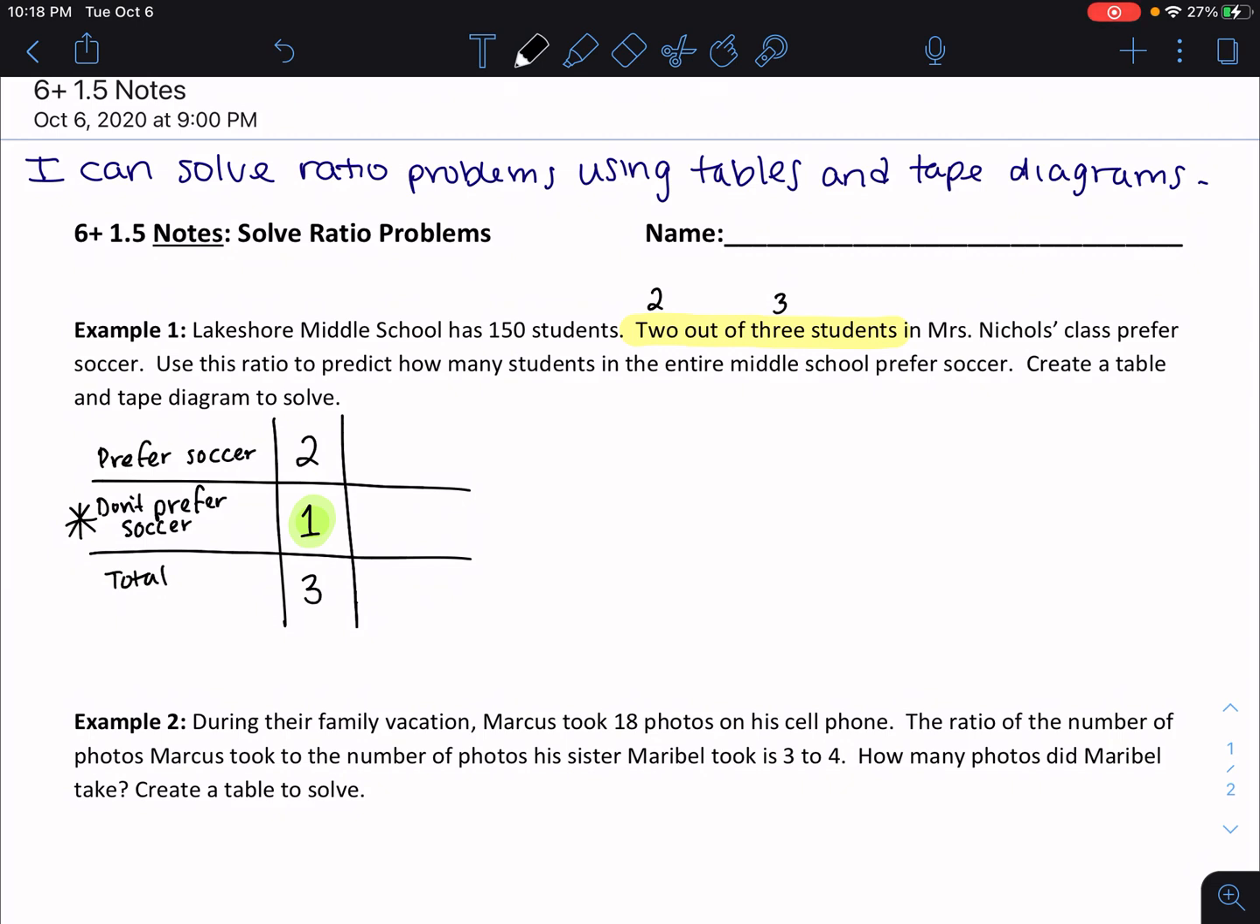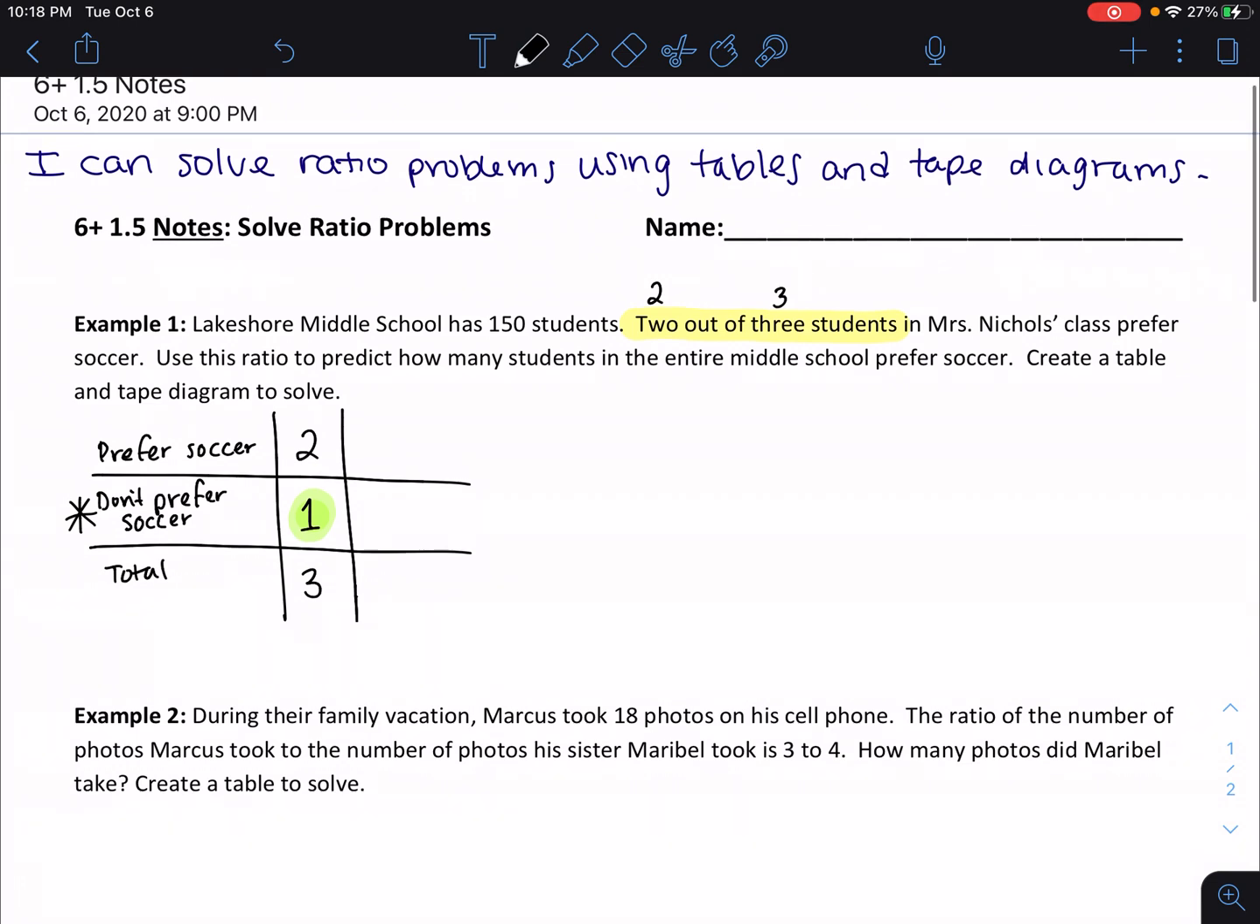Now it says Lakeshore Middle School has 150 students. That would be a total. And the next part is something that we've been working on the last couple of days. So how do I get from 3 to 150? Am I scaling forward or am I scaling backward? Well, to get from 3 to 150, I am scaling forward, and I'm going to multiply by 50. If I multiply that by 50 to keep everything equivalent, I'm going to multiply each space by 50. So 2 times 50 is 100. 1 times 50 is 50.